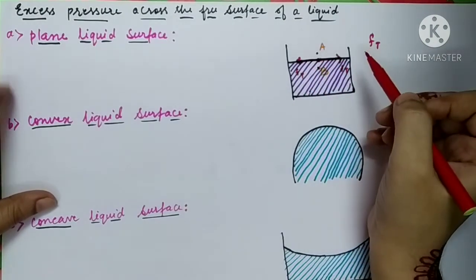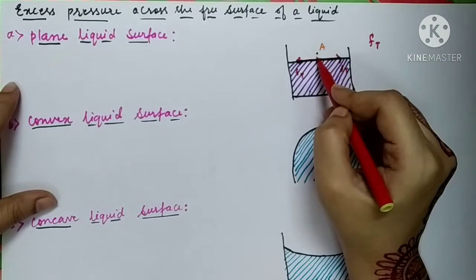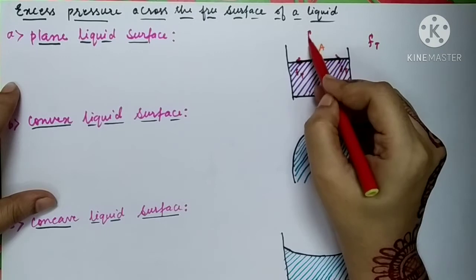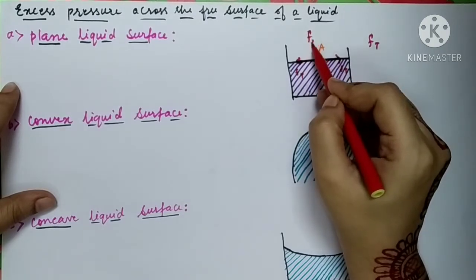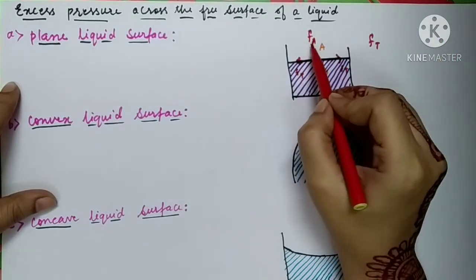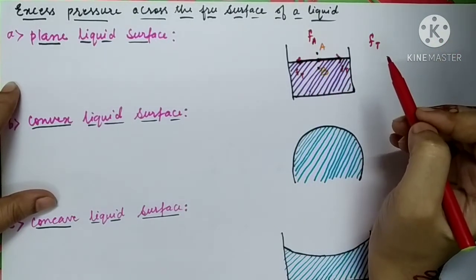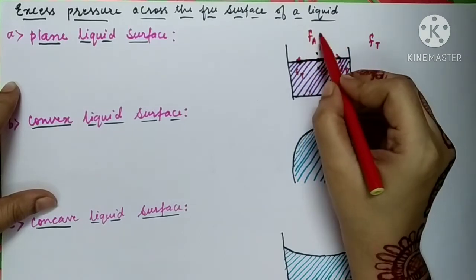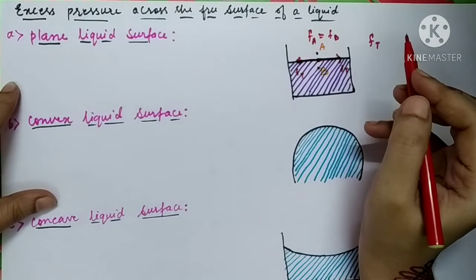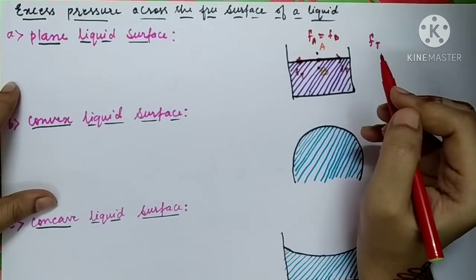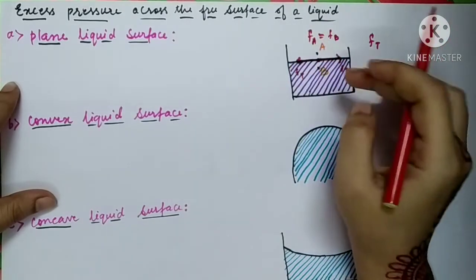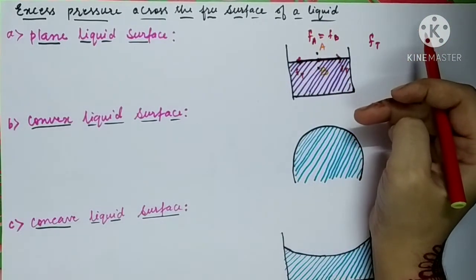Or you can say that point A is in the atmosphere, so force due to atmospheric pressure will be acting on it. Let Fa be the force due to atmospheric pressure. So the force at point A will be exactly equal to the force acting on point B. That is why this flat surface of the liquid is not moving anywhere, because all the forces are exactly equal.